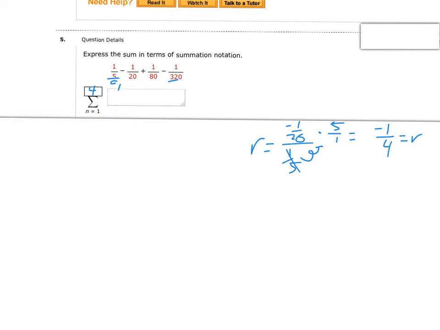And I know a1 is 1/5, so I could just say that this is going to be 1/5 times negative 1/4 to the power of n minus 1, since we're starting with a1.